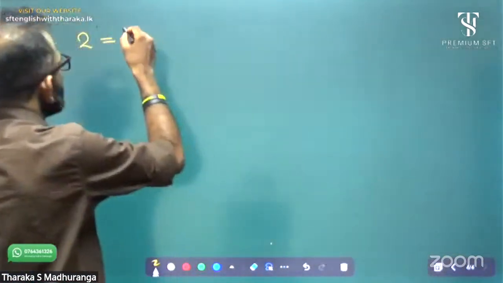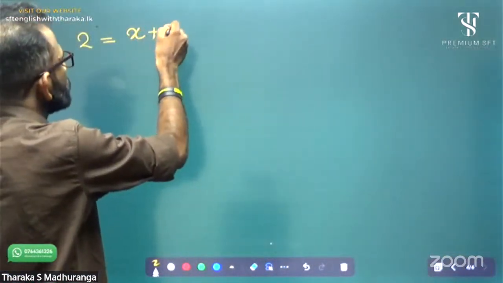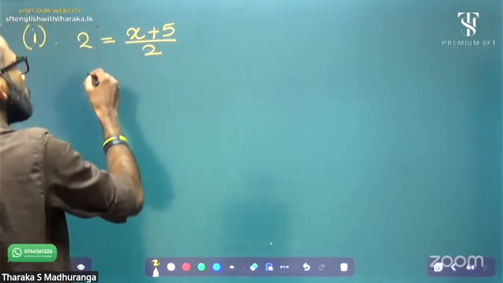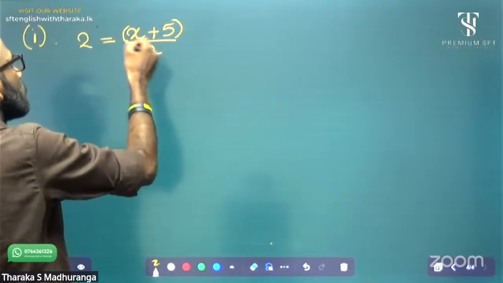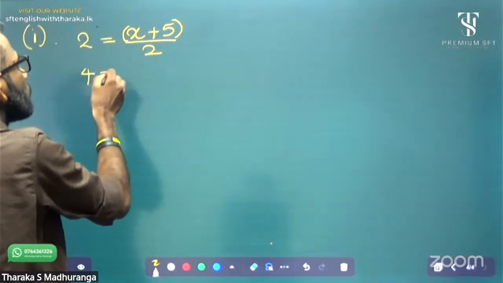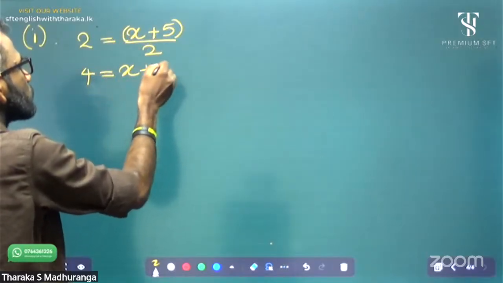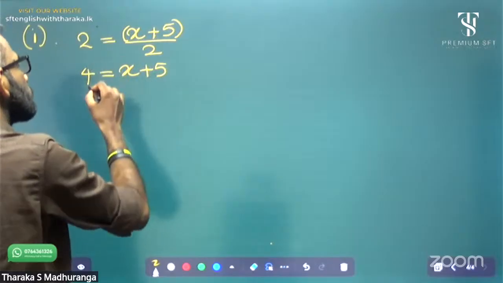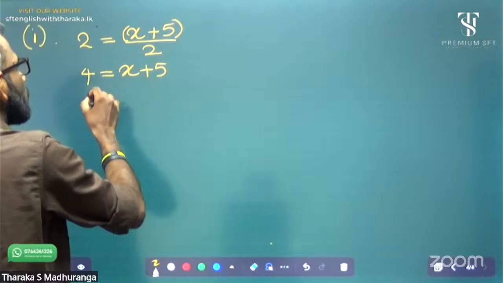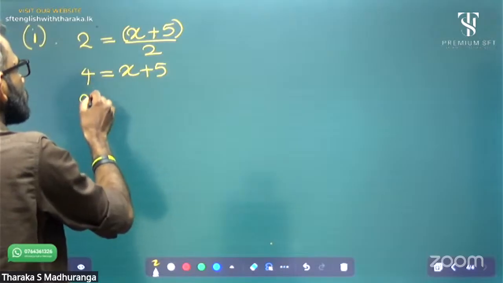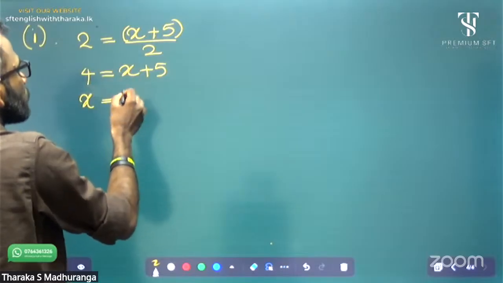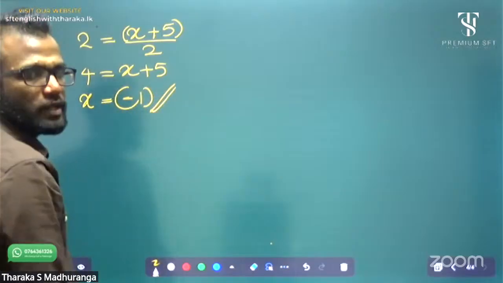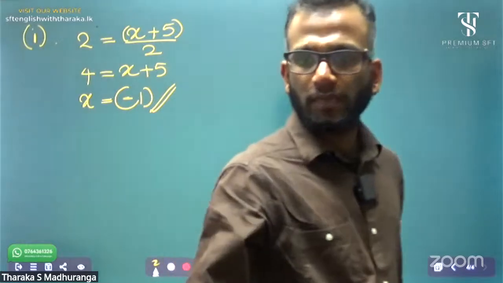Now x plus 5 over 2 equals 2. Cross multiplication: 2 into 2 is 4. So 4 equals x plus 5. Now x equals 4 minus 5, which is minus 1. This is the x coordinate.